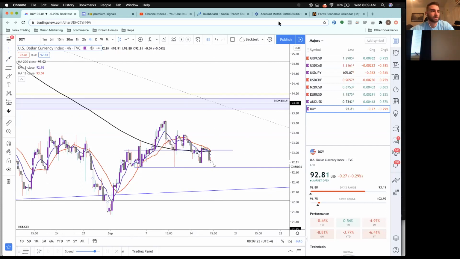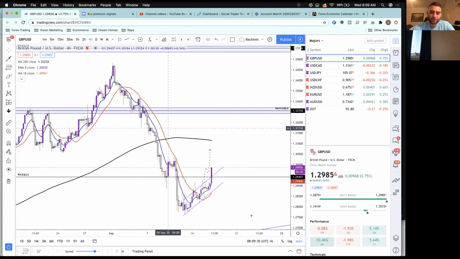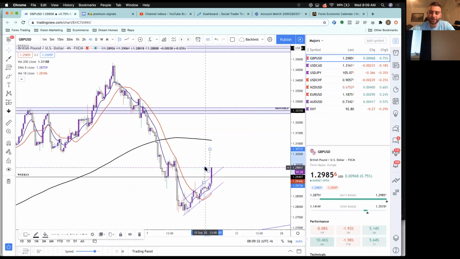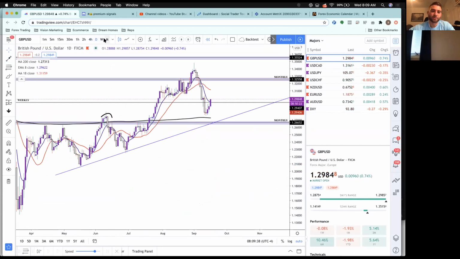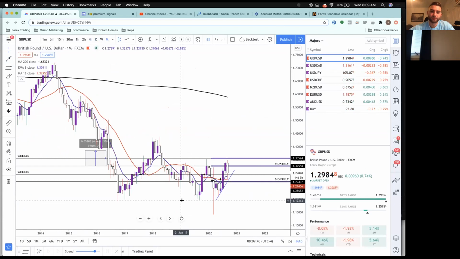So let's go over now and let's start off with GU. This obviously is very bullish, heading to the upside right now. Let's take this off. Let's go all the way up to the monthly time frame.